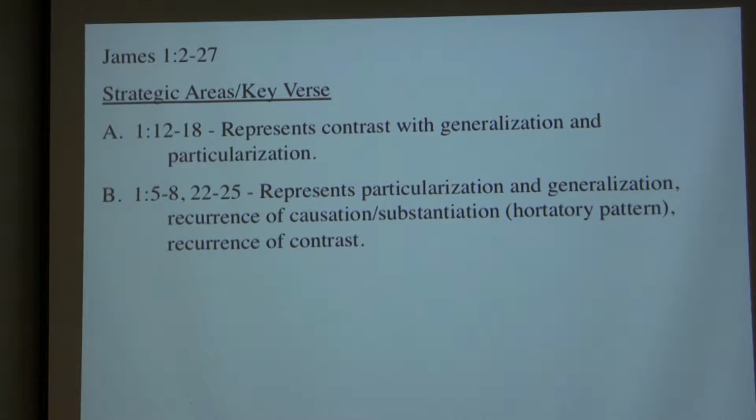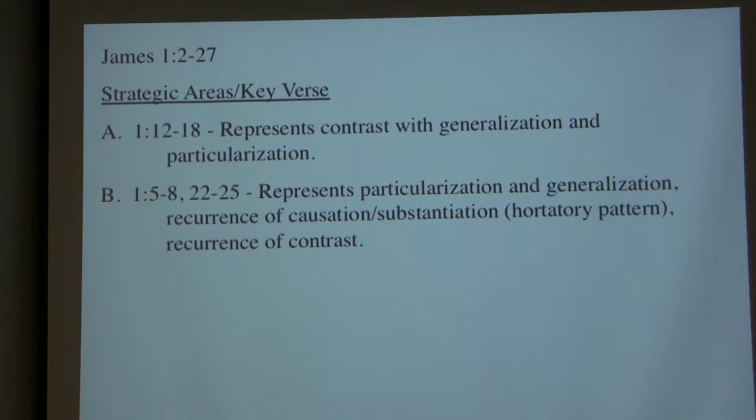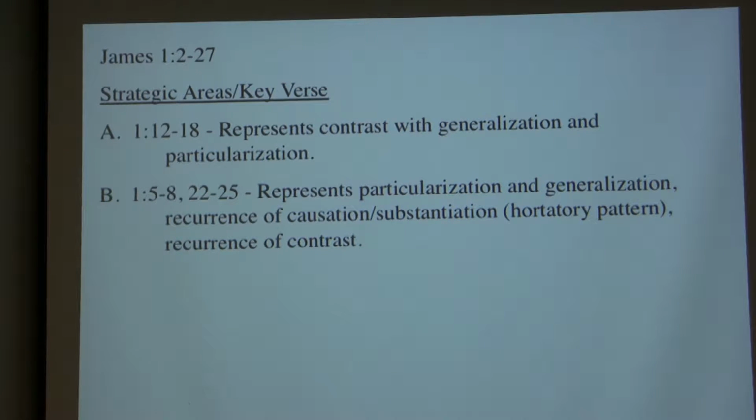Key verses or strategic areas, of course, these represent major structure relationships that we identified. 1:12 through 18 represents contrast, we mentioned there, with generalization and particularization. That has to do with the contrast between what God does not give or provide, temptation, and what he does give or provide, good gifts, and especially the gift of the Word there.